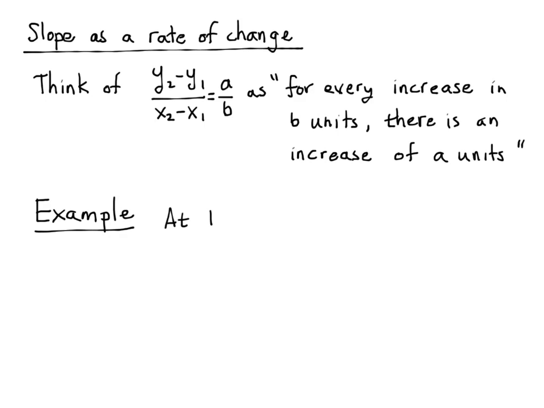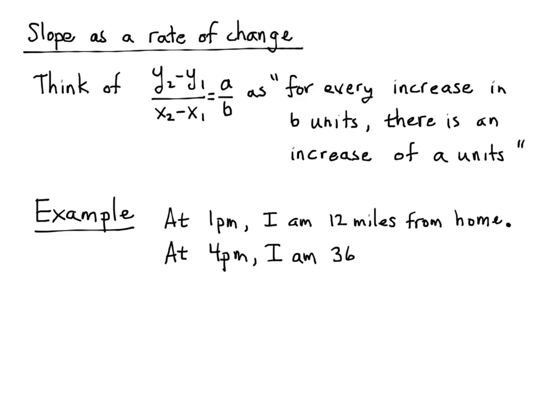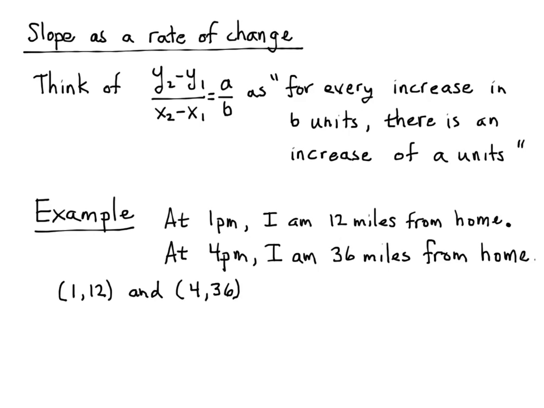So in a little bit more tangible example, let's say at 1 p.m. I'm at 12 miles from home, and at 4 p.m. I'm 36 miles from home. So the calculus question in here is, how fast am I going? And so the first thing I do is I can say, okay, here I have my 2 points, 1 p.m., 12 miles, 4 p.m., 36 miles.